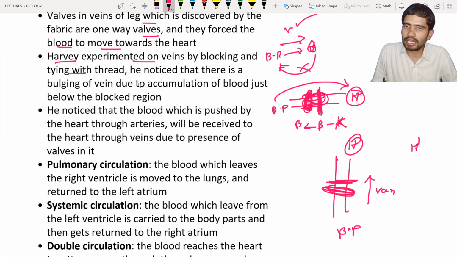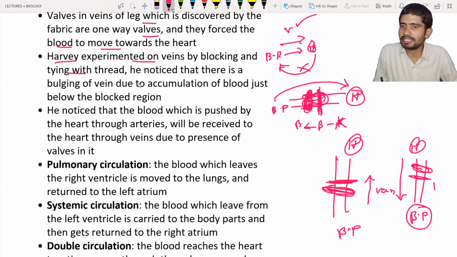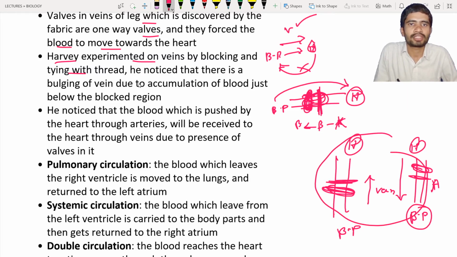For example, this is the heart and this is the blood vessel and these are the body parts. If you block over here, and the bulging is seen towards the heart, before the blocking, what does it indicate? The blood is trying to flow from the heart to the body parts. It indicates that this is known as an artery. Why? Because the bulging is seen before the blocking. So based on these experiments and observations by Harvey, he found the flow of blood in the arteries and veins.